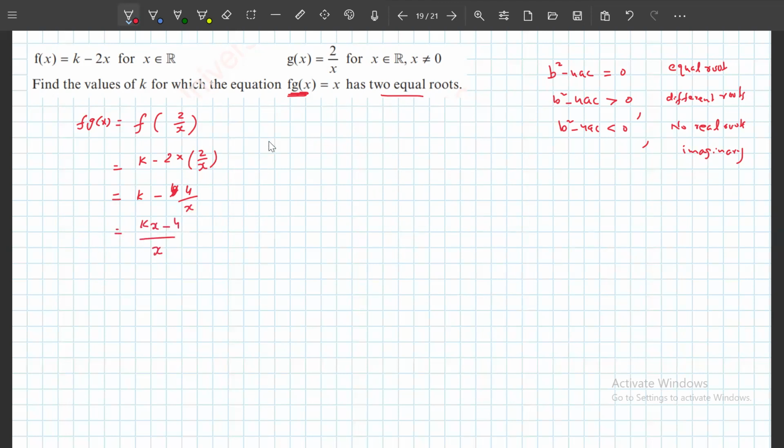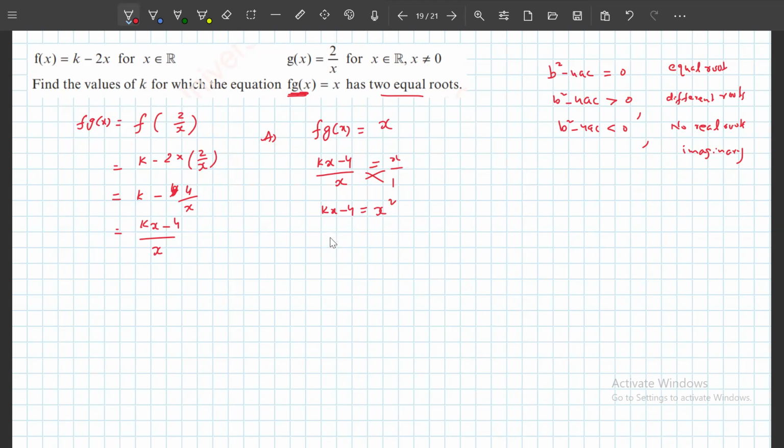But as we know that fg of x is equal to x, so fg of x equals kx minus 4 over x is equal to x. So here we can think about cross multiplication. That means kx minus 4 is equal to x squared.